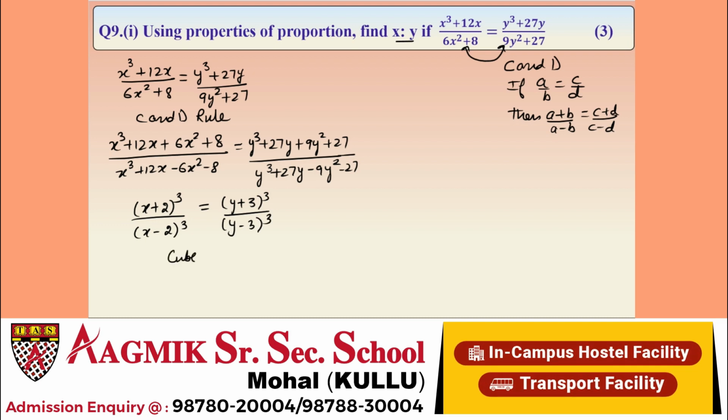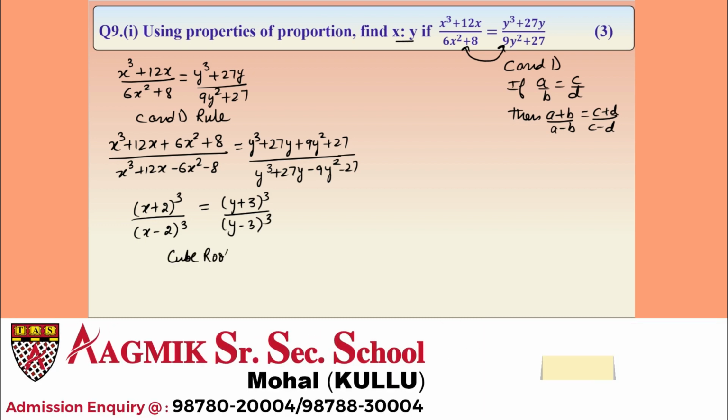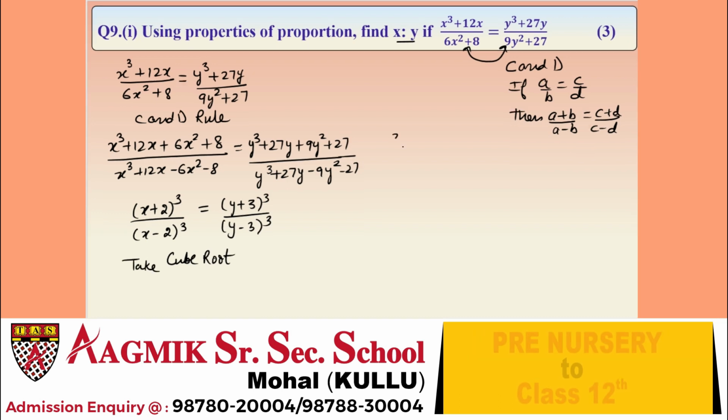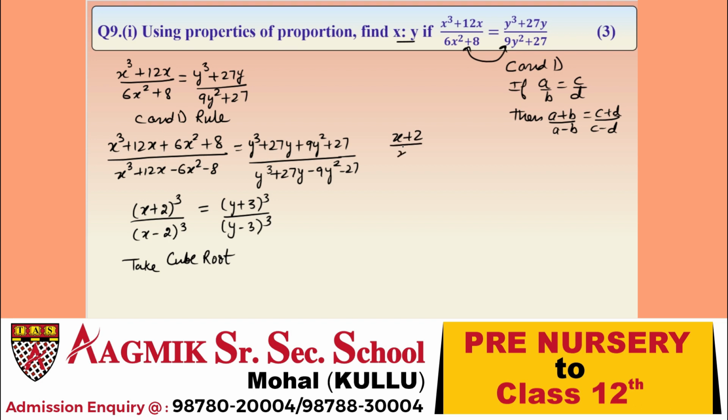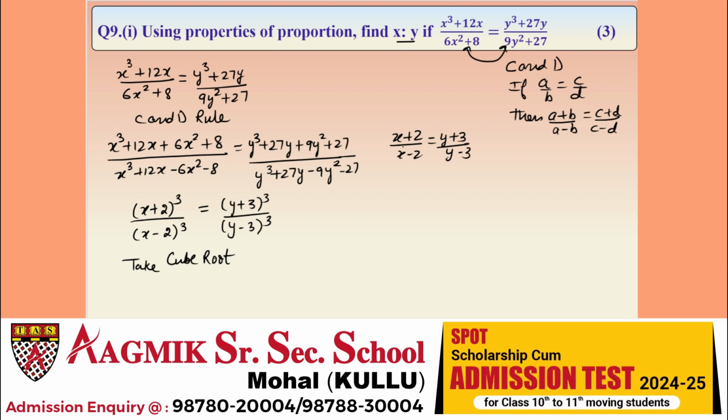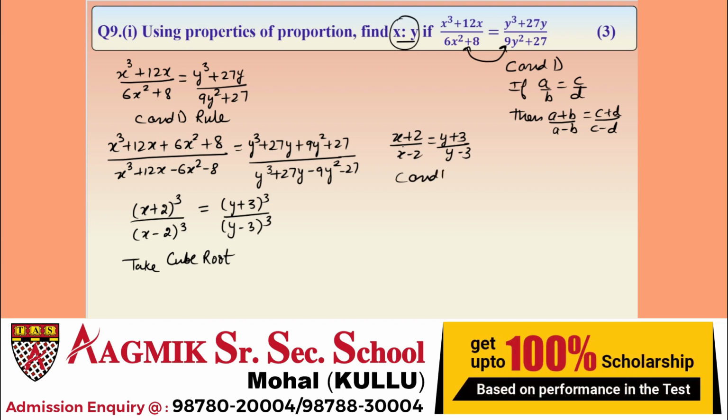Now let us take cube roots on both sides. Okay, so take cube root. So on taking cube roots we get x plus 2 over x minus 2 is equal to y plus 3 over y minus 3. Now we want to obtain the ratio x is to y, so let us apply again C and D rule.